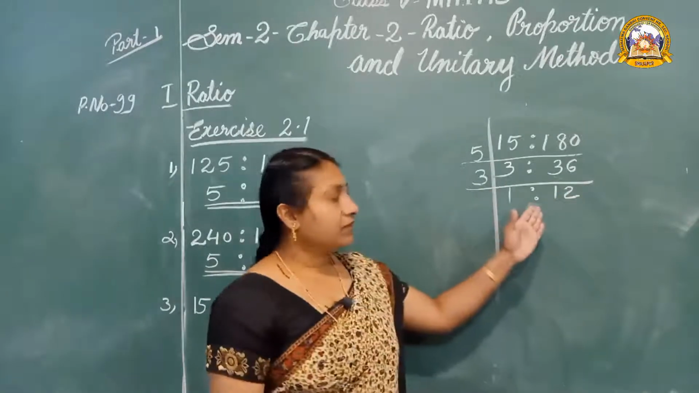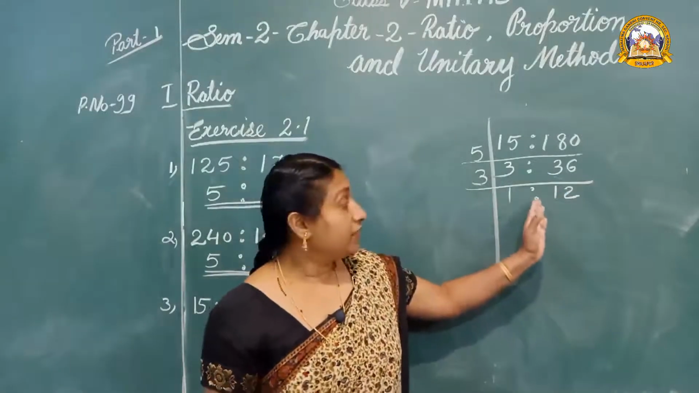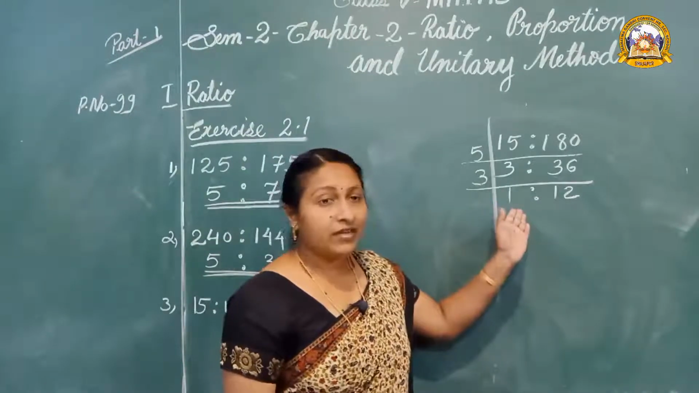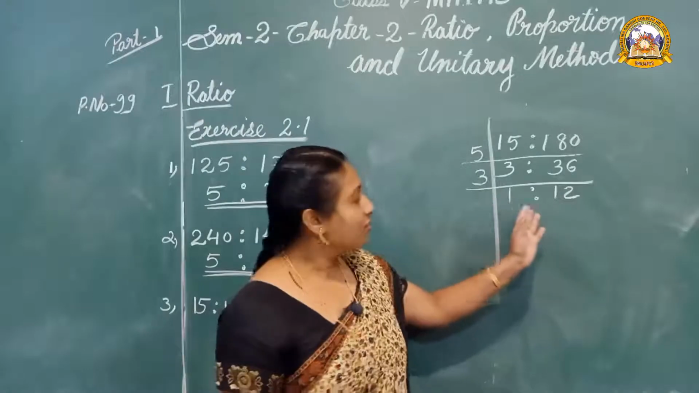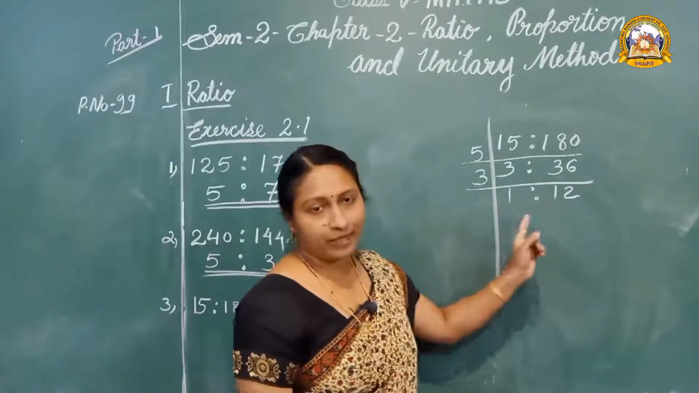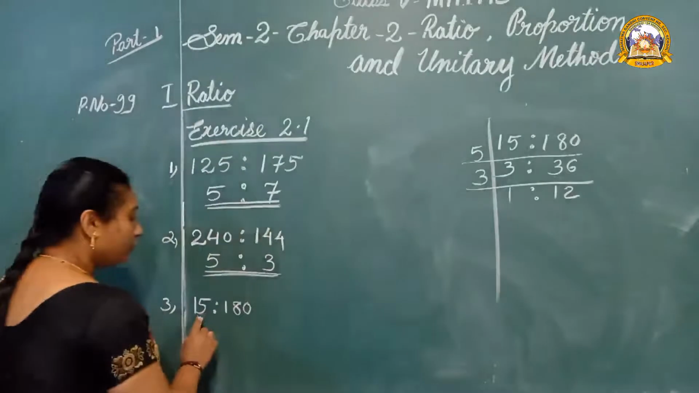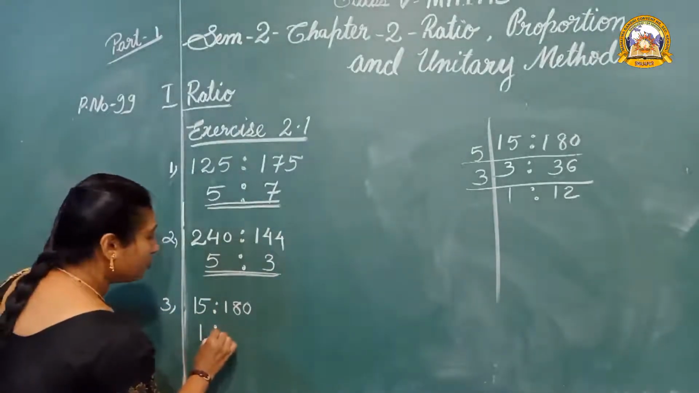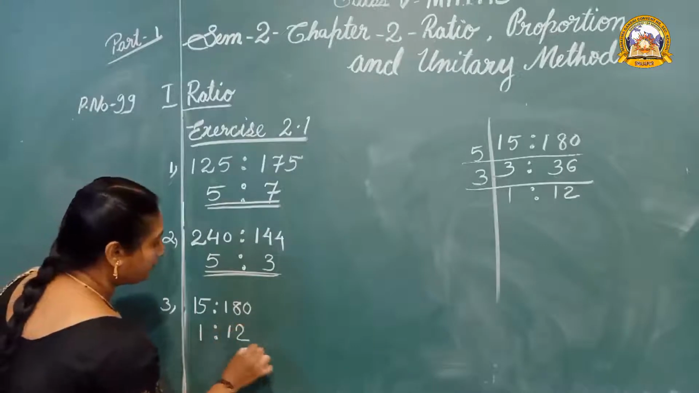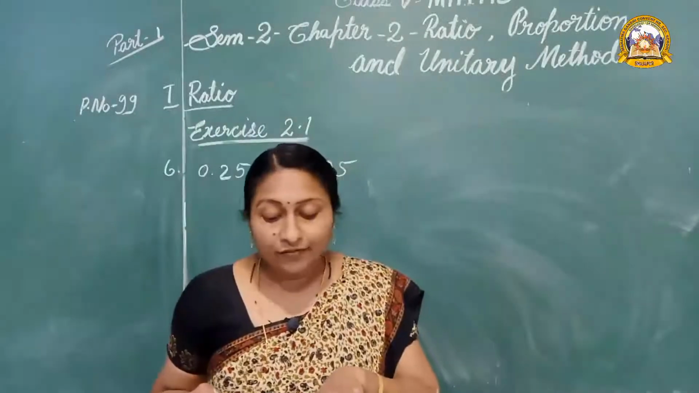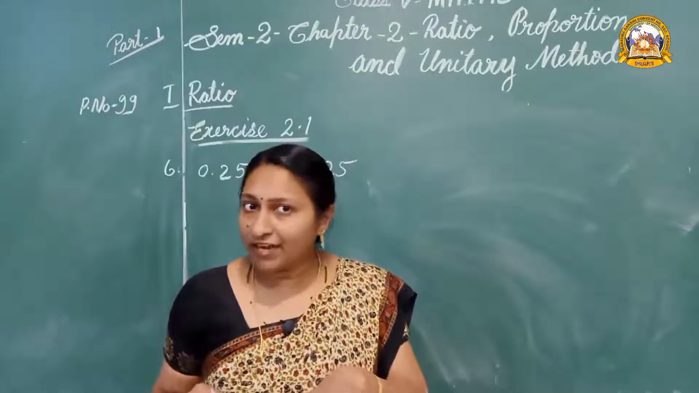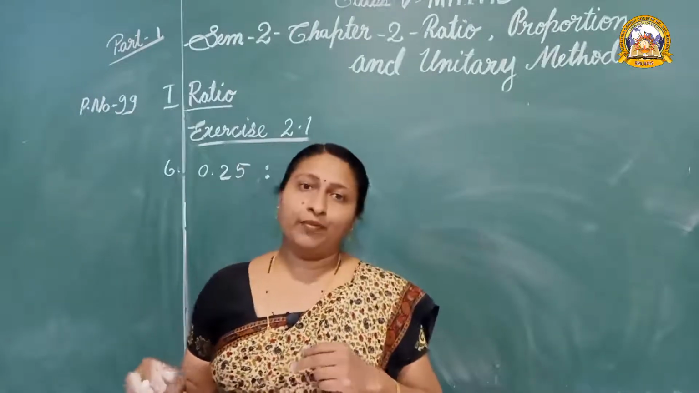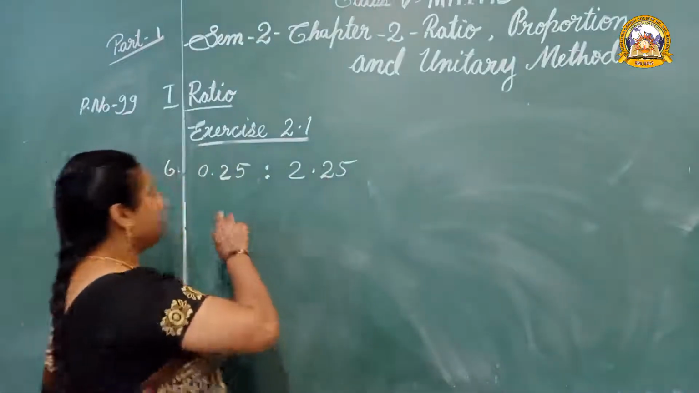Okay? Children, can we divide them by a common factor? No. We can't divide them more. So, it is the lowest term. 15 is to 180 means 1 is to 12. Okay. The 4th and 5th, they are for homework. Then the 6th one, I shall help you to do. Okay. Which are the numbers?